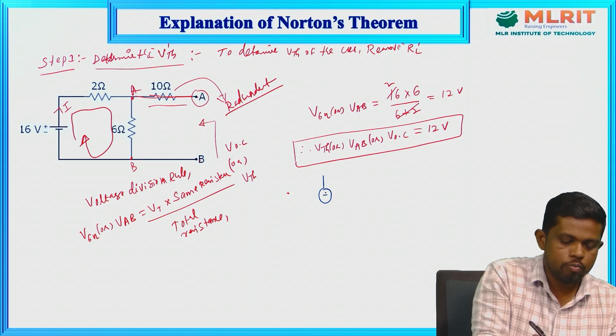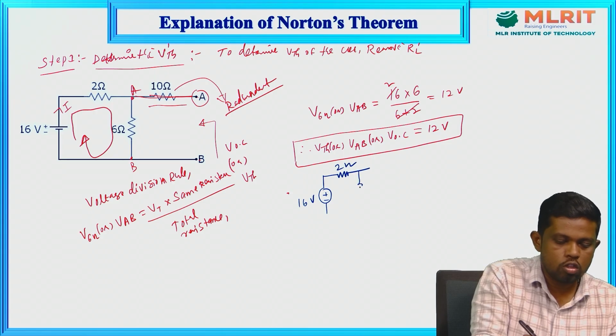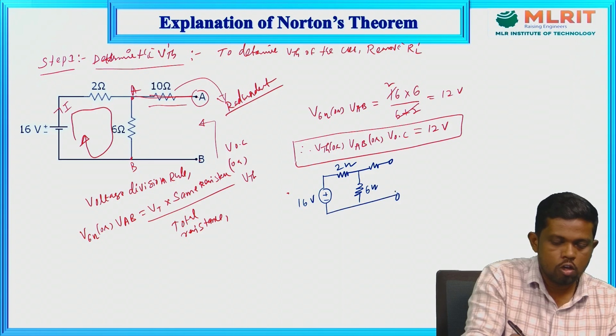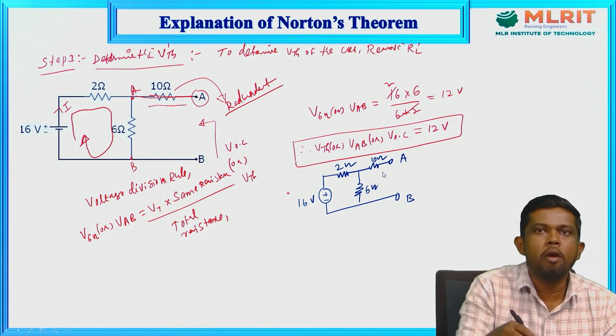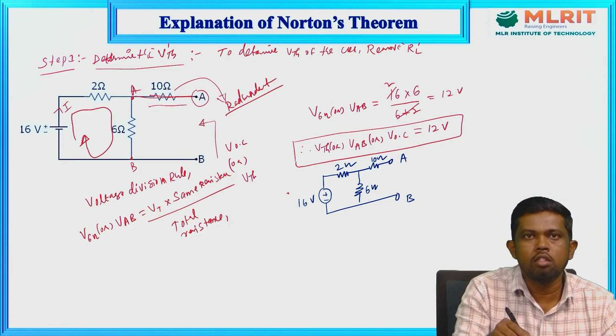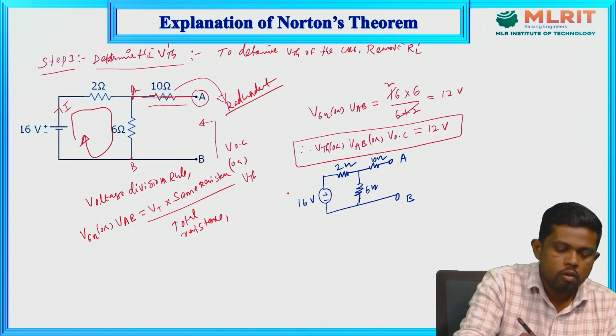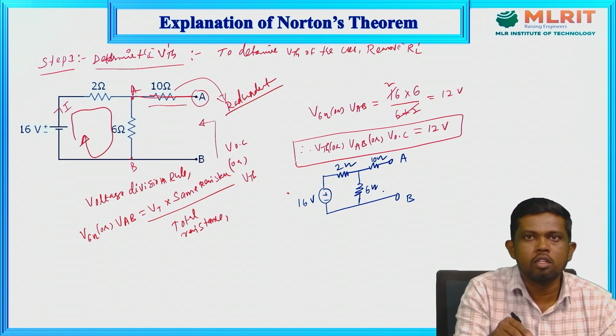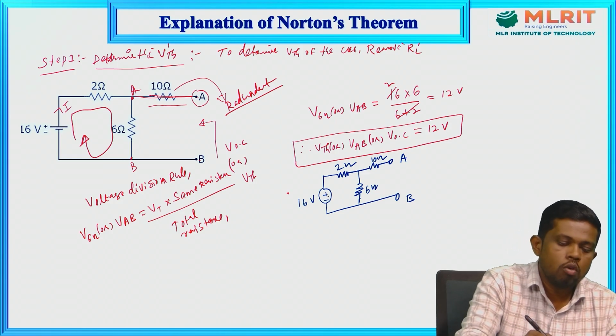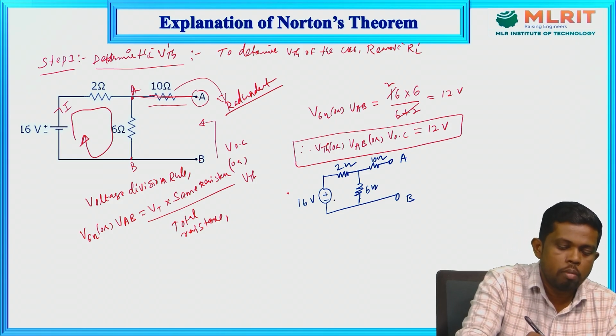The source voltage is 16 volts. This is the 2 ohm resistor, this is the 6 ohm resistor, and this is the 10 ohm resistor. This is point A and point B here. The 10 ohm resistor is connected to the open terminal, so it acts like a dummy, meaning it loses its property. That's why only one element, the 10 ohm resistor, is considered redundant in the network. Now the current circulates from the 16 volt source in this way.